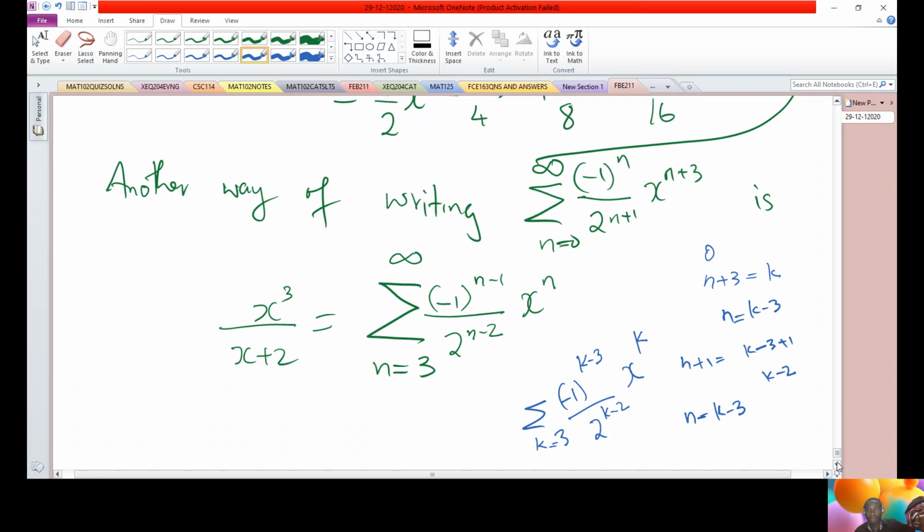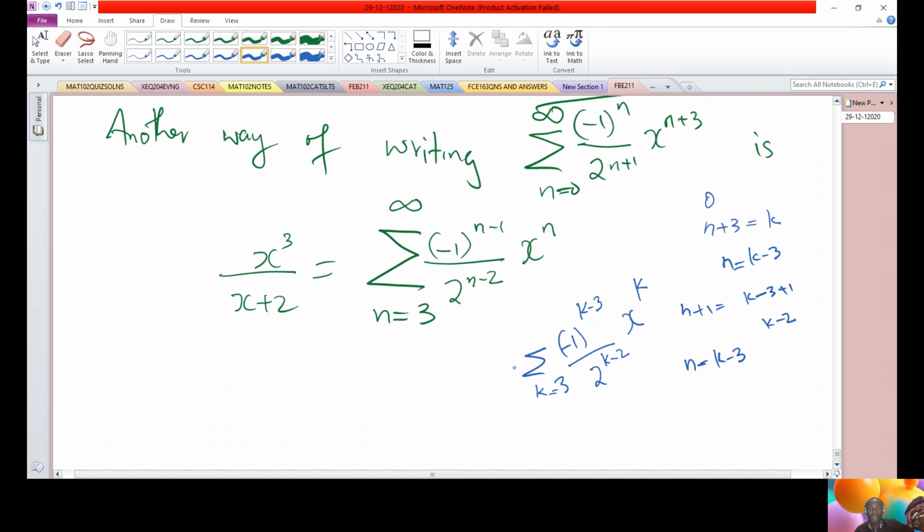So therefore, you can actually say, k and n are just dummy variables, meaning that you can decide to use either k or n in your equation. It is the same thing as saying, let k be n, so n starts at 3.